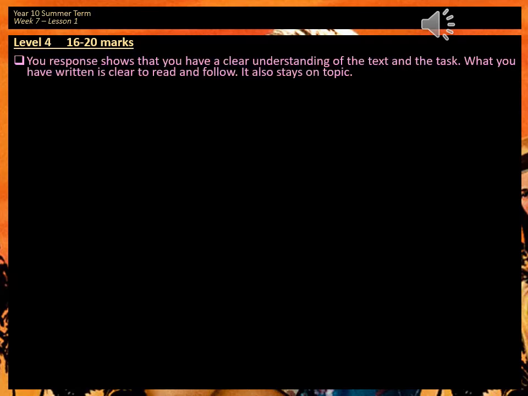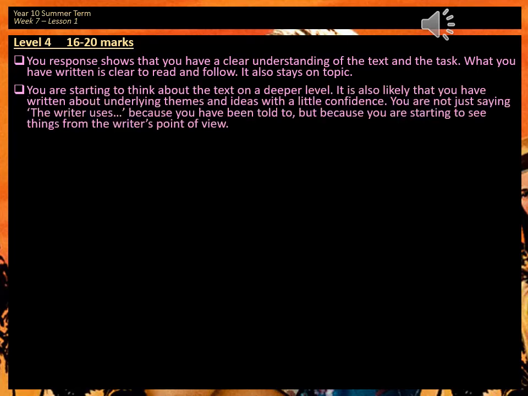If you're aiming for around 16 to 20 marks at level 4, you want to make sure you're doing these things. Your response shows that you have a clear understanding of the text and the task. What you have written is clear to read and follow. It also stays on topic. You are starting to think about the text on a deeper level. It is also likely that you have written about underlying themes and ideas with a little confidence. You are not just saying the writer uses because we have told you to, but because you are starting to see things from the writer's point of view.